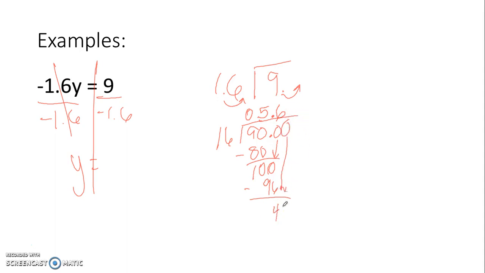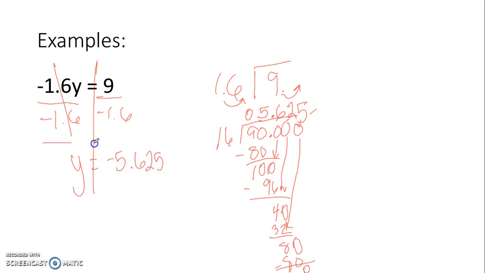Bring down that 0. How many times does 16 go into 40? Well, that only goes in twice. 16 times 2 is 32. 40 minus 32 is 8. Bring down the 0. How many times does 16 go into 80? It goes in exactly 5 because 16 times 5 is 80. And when you subtract, you finally get our 0. So we know that y is equal to, or 9 divided by negative 1.6 is equal to negative 5.625. Right? Now let's check our work.